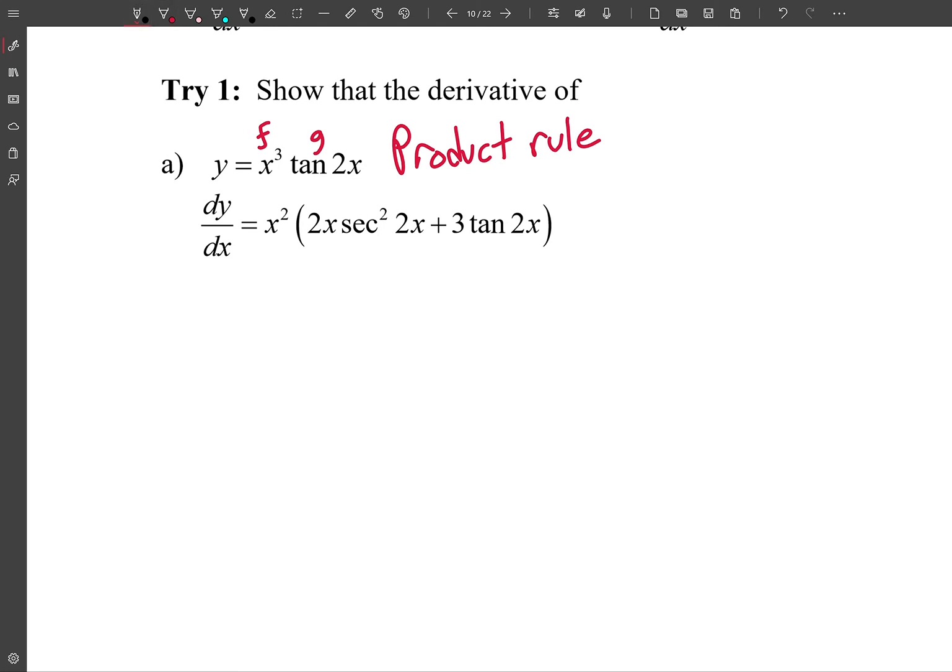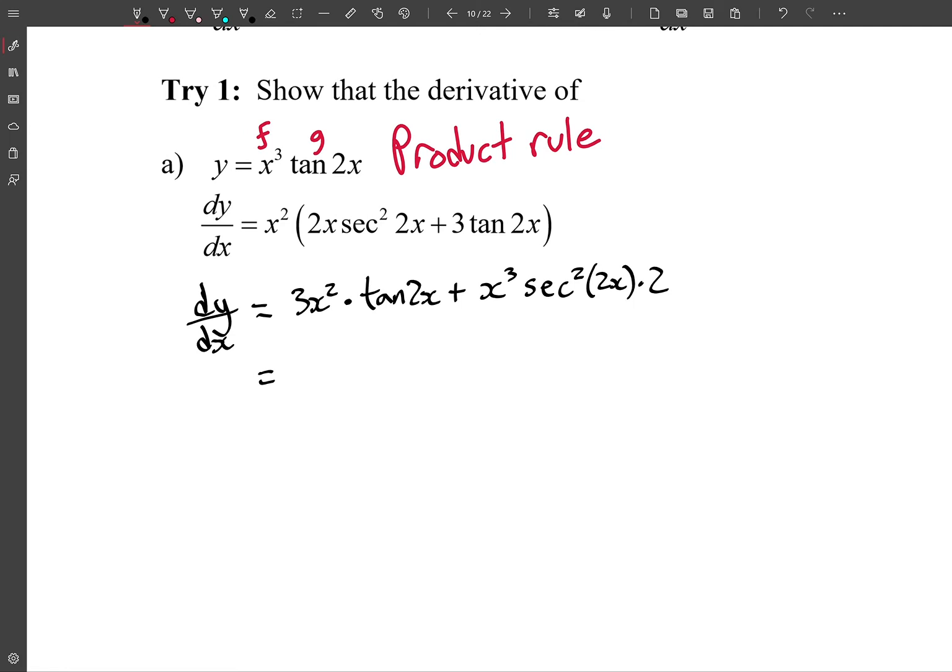So we're going to go ahead and say that dy dx is going to be, well, we're going to take the derivative of the first, which is 3x squared. Derivative of f is 3x squared. And then we are going to multiply that by the second, or our g, which is tan 2x, plus f, x cubed, times secant squared of 2x times 2. So remember, the derivative of tan of x is secant squared of x. So the derivative of tan 2x is going to be secant squared 2x, and then we have to take the derivative of the interior to get that times 2 at the end.